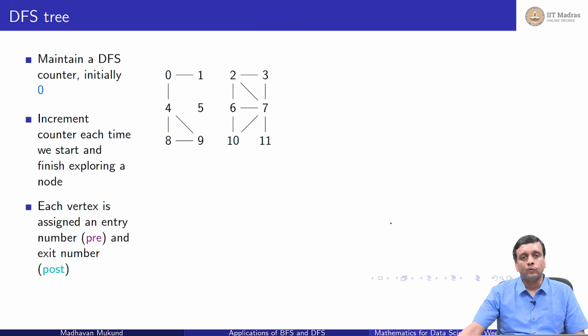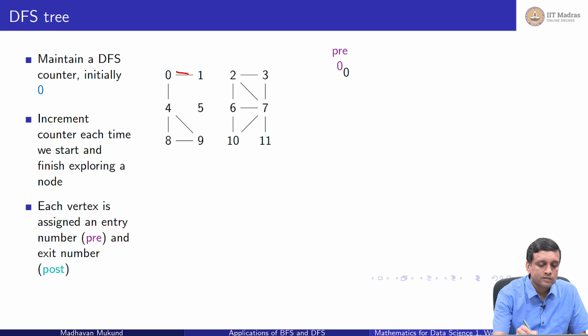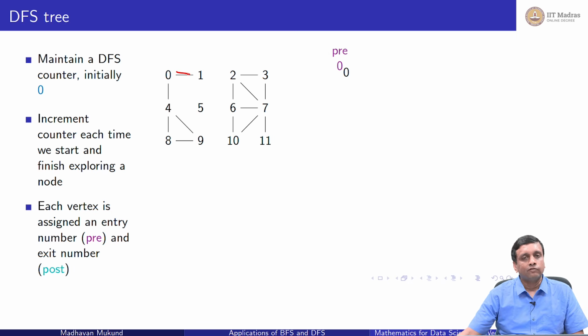Okay, so let's try and do a DFS for this graph here, starting at vertex 0. So we initialize our counter to 0. So we are starting, the black indicates the vertex number, and this purple number is the pre number. The number of our DFS counter when we entered vertex 0 was 0. Now we explore, for instance, 0 to 1. We have to explore the unvisited vertices which are neighboring 0, so we can do 1. So now we increment our counter and say we entered vertex 1 with counter 1.